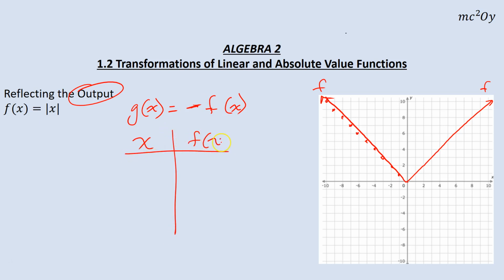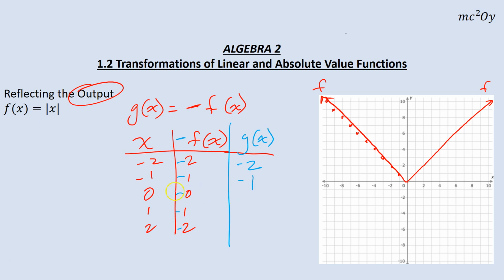Remember, if I have my original parent function points of 0, 1, 2, -1, -2, the ones we had since the very beginning. Now, if I'm going to reflect the output, all those outputs are going to become negative, which means my g of x is now going to be -2, -1, no such thing as -0, so just 0, -1, and -2. So really it takes this graph and reflects it down here.